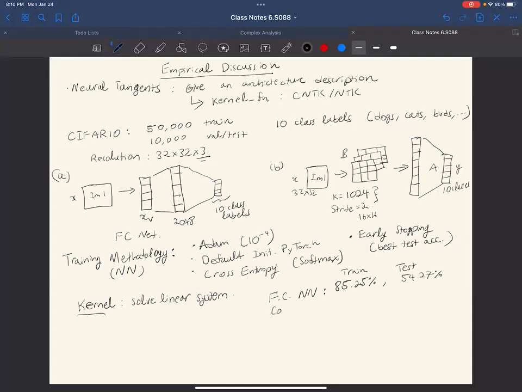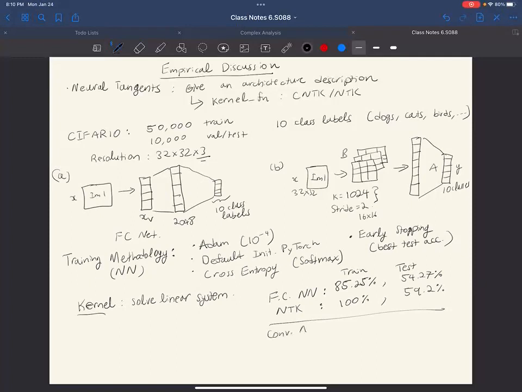Now, if I do the NTK, of course, my training accuracy will be 100%. I'm just perfectly fitting the data. The awesome part is that the test accuracy is 59.2%. So it's around 5% higher. That's great. So it's simple to use, and you get this really awesome boost in performance.